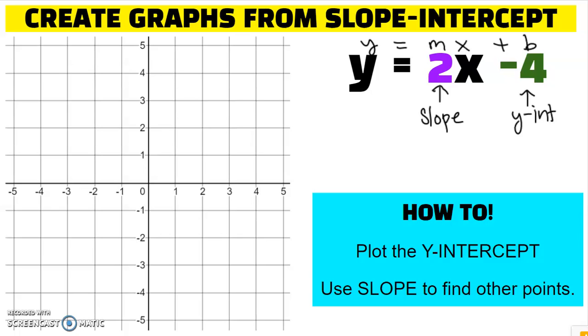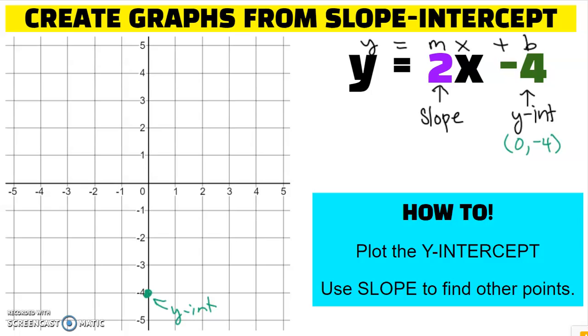So this is at -4 where we cross the y-axis. That point is also (0, -4), right? So I go to -4 and I plot. There's my y-intercept. If I start there, now I'm going to use my slope to figure out the rest of my moves here.